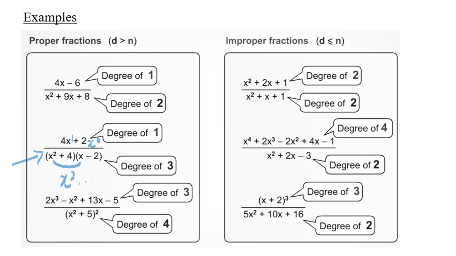Now let's look at improper fractions. Let's pick example 1. In example 1, the highest power in the numerator is 2, so that is degree 2. In the denominator, the highest power is 2, so that is also degree 2. So the degree of the numerator is the same as the degree of the denominator, hence this is an improper fraction.